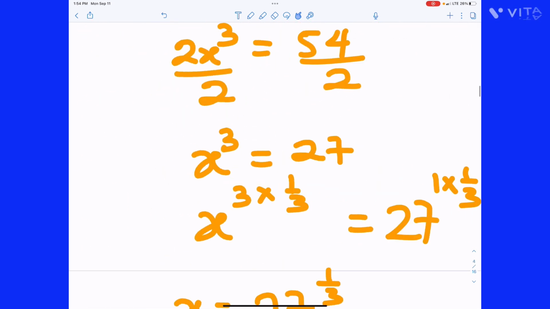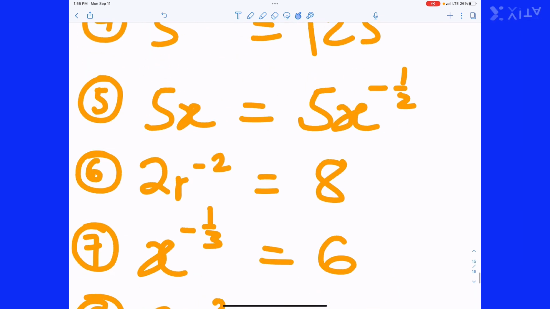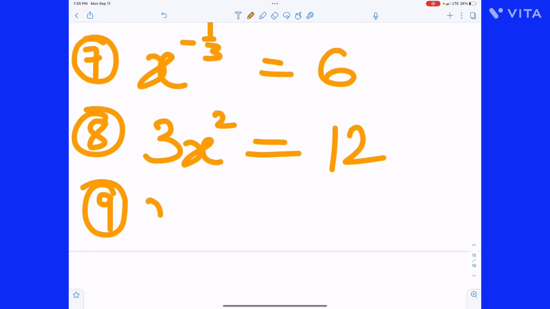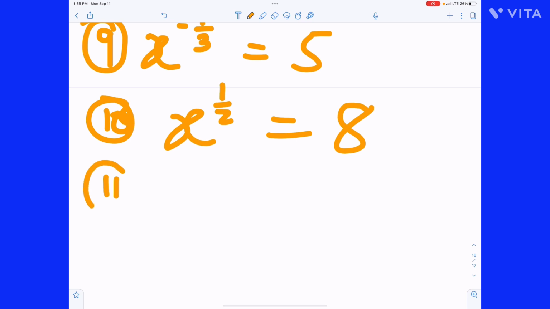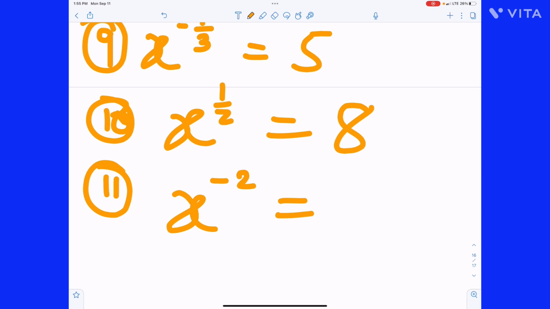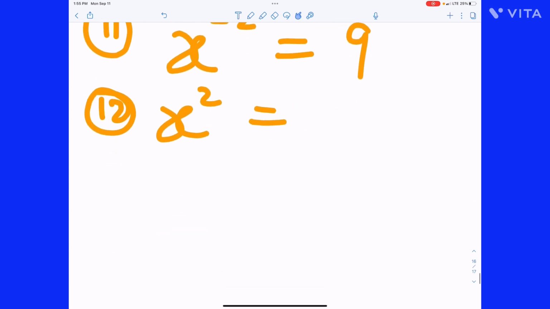X raised to power half, x raised to power 1 over 3, a raised to power minus 2. I think that we have. That's the last way we are going to do. Number 9. X raised to power minus 1 over 3 is equal to 5. Then number 10. X raised to power half is equal to 8. Number 11. X raised to power minus 2 is equal to 9. Number 12. X raised to power 2 is equal to 25.